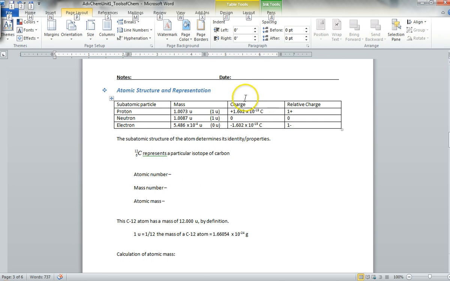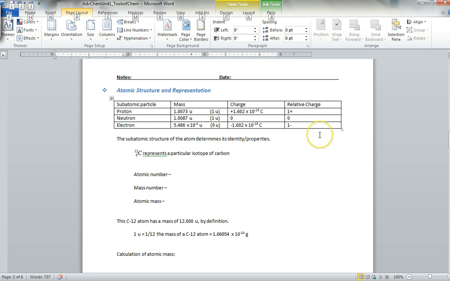Now, while this is a charge with a certain value in the units of coulombs, a lot of times in chemistry we're just going to refer to the relative charge. So we do not care exactly what the charge is in coulombs. We'll just say that the protons and the electrons have the same magnitude charge but opposite. Therefore we say a proton is a +1 charge, the electron is -1, and our neutron has a relative charge of 0.